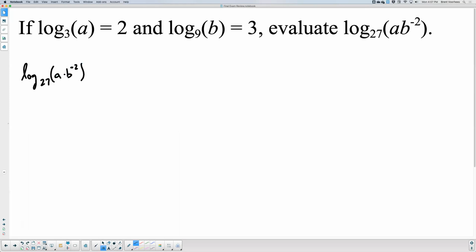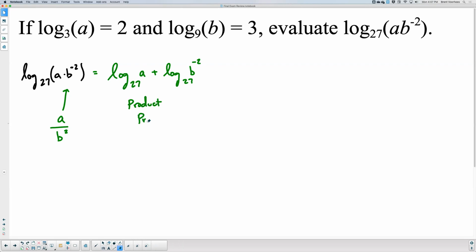Now, I have a power of -2, which I would like to move out front. The problem is -2 does not connect to A. That's why I wrote it this way with a dot. These are multiplying. Before I could do anything, I had to change this multiplication. And so I'm going to do the product property. You could also say this is quotient, because technically that's A divided by B squared. You could do it this way, A over B squared, and do the quotient property if you like. But either way, we'll get the same answer. So it's log base 27 of A plus log base 27 of B to the -2. And that was using the product property.